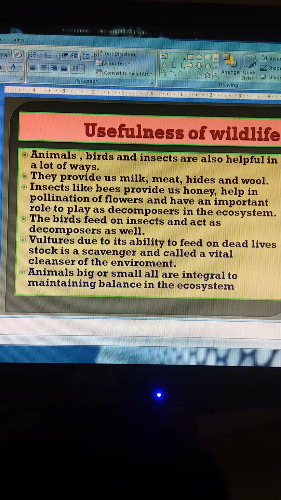Okay, so the birds feed on insects and act as decomposers as well. Now, vulture, due to its ability to feed on dead livestock, is called a scavenger. And it is considered a vital cleanser of the environment. So, animals, big or small, all are integral to maintaining the balance in the ecosystem. So, we need both flora and fauna to maintain the whole of the ecosystem, maintaining the balance of the ecosystem.